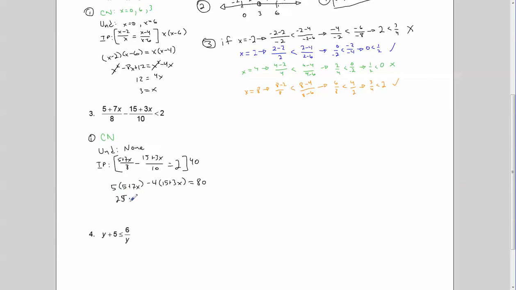So now solving this, we have 25 plus 35x minus 60 minus 12x equals 80. So 35x minus 12x is going to be 23x. 80 plus 60 is 140 minus 25 will leave us with 115 on the right. And then dividing by 23 gives us x equals 5. So our critical numbers occur when x equals 5.